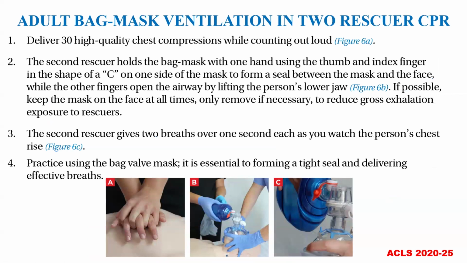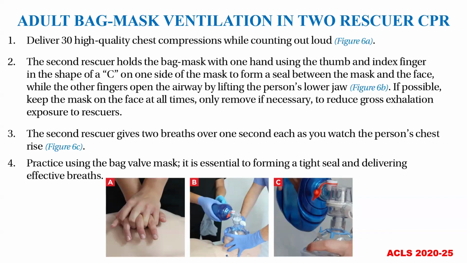Bag mask ventilation in two rescuer CPR. Deliver high quality chest compressions, that is 30 high quality chest compressions, counting out loud. I want to emphasize that one because all the team members should know what's going on. The second rescuer holds the bag mask with one hand, using thumb and index finger in the shape of a C on one side of the mask to make a seal between mask and face, while the other fingers open the airway by lifting the person's lower jaw.